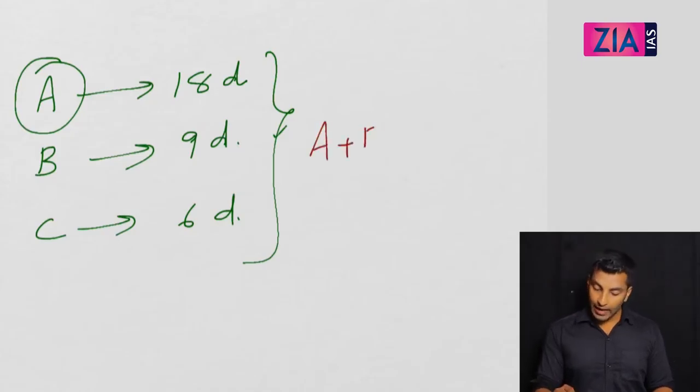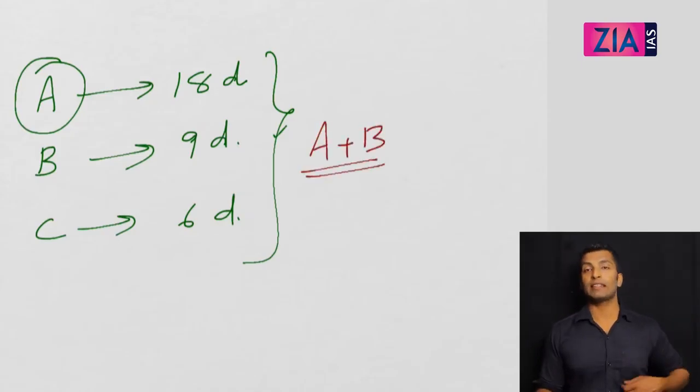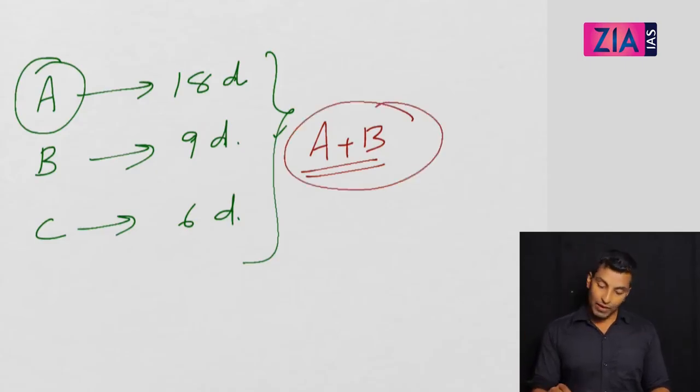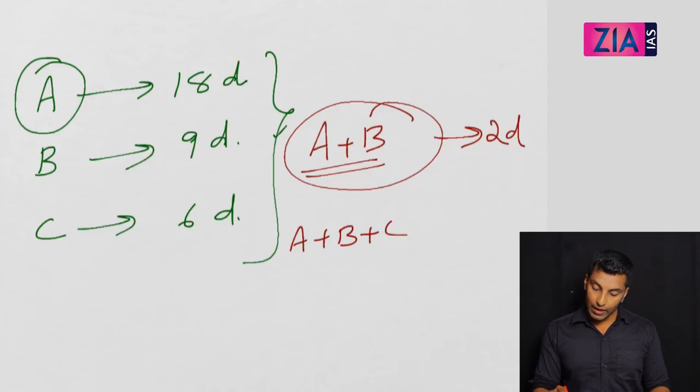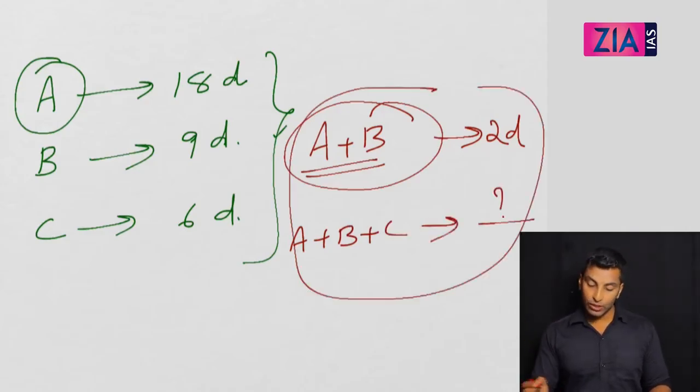A and B started working together. Now in the previous case I told you B left after 4 days or 2 days. But here I am not telling you that B left. Rather I am just bringing in C. So A and B work for 2 days. Then nobody is going to leave. A and B and C work for the rest of the days. So if I tell you this also, then it is easy to know how many days it took to complete the work.